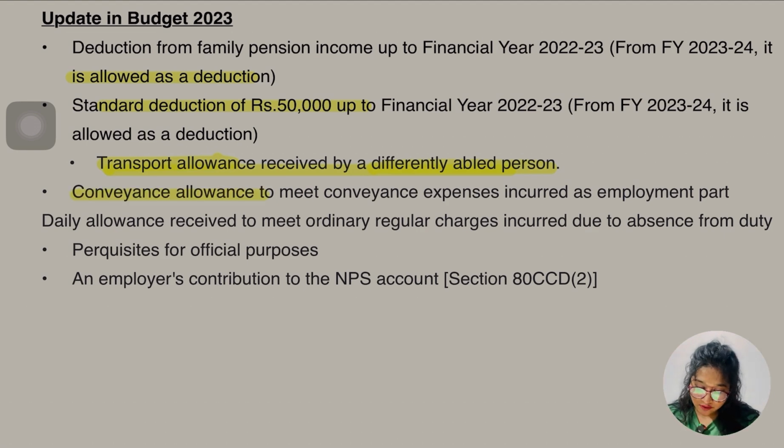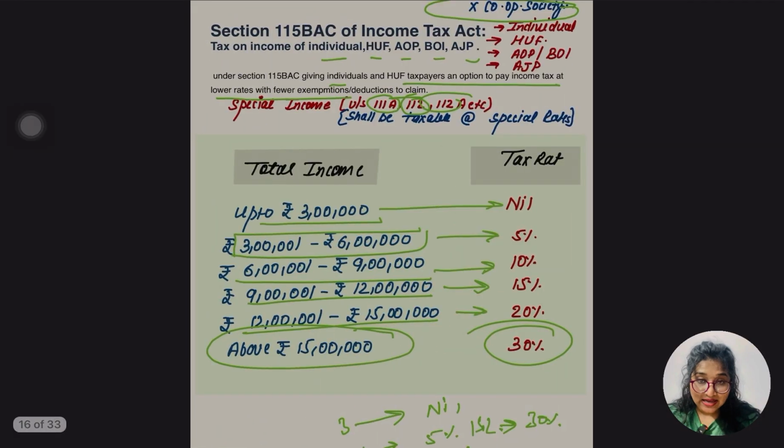Daily allowance received to meet the ordinary regular charges incurred due to absence from duty, for official purposes, and an employee's contribution to the NPS account under 80CCD subsection 2. So these are the things where we can claim in this section. So which section was this? The 115BAC section. Let's do a quick revision.